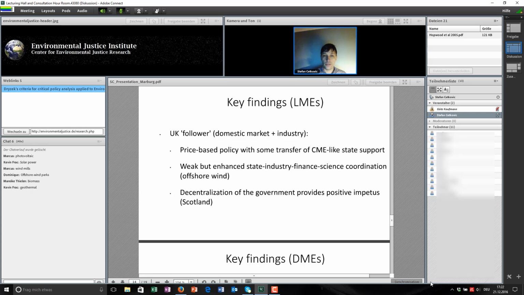in the UK, because the UK government at the central level is not really interested in promoting different renewable energy sources, but Scotland is using this power which it got to make the case for developing renewable energy technologies, particularly onshore and offshore wind.